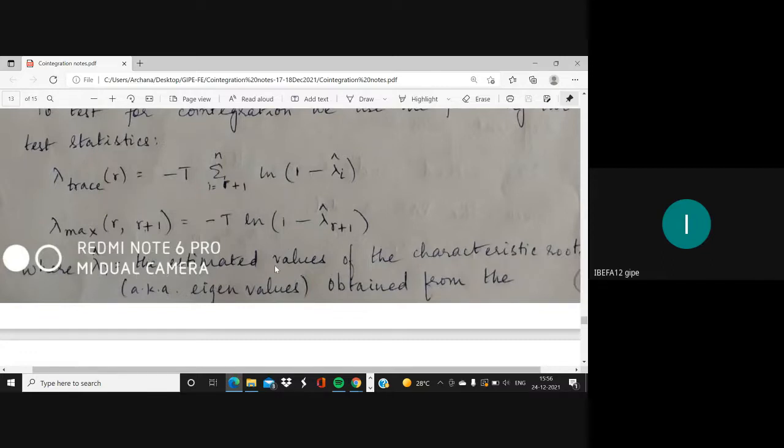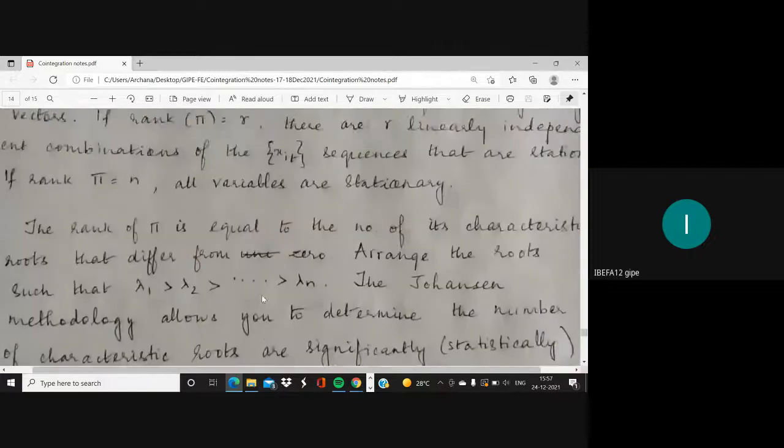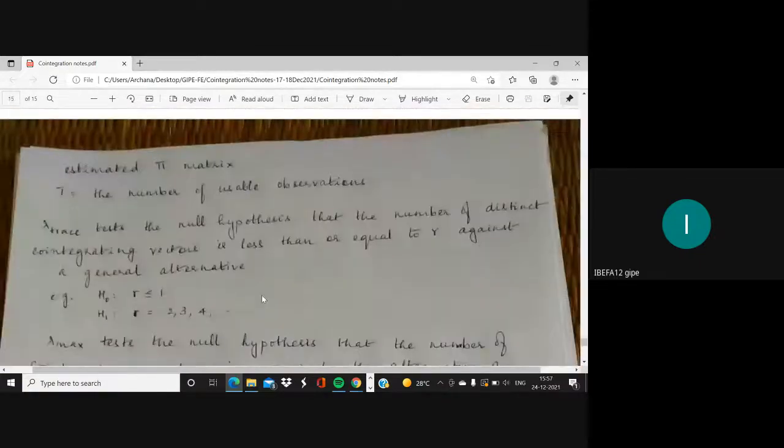Here the lambdas are the estimated values of the characteristic roots, also known as the eigenvalues, which are obtained from the estimated pi matrix. So basically you'll be estimating the pi matrix. From that, you'll be able to get the estimates of the characteristic roots and so on. And t is the number of usable observations. So once you've taken lags, differences, and so on, how many observations you're actually left with for estimation will be equal to t.